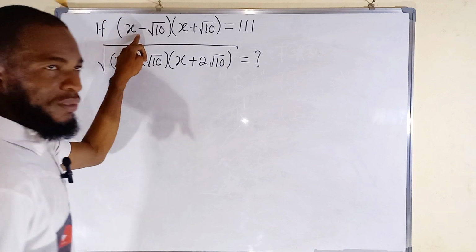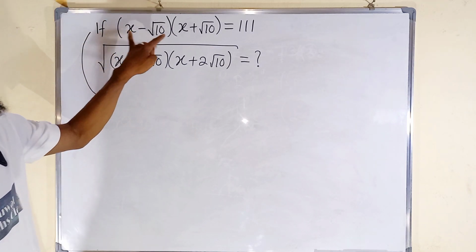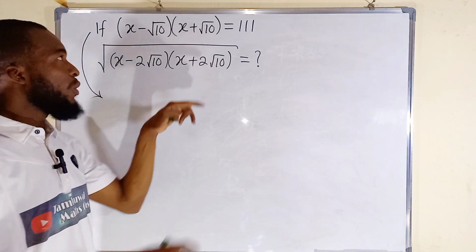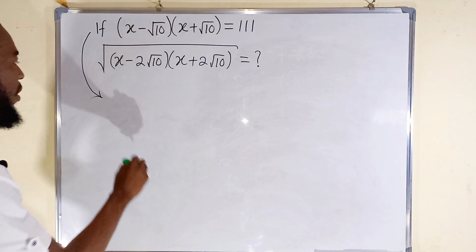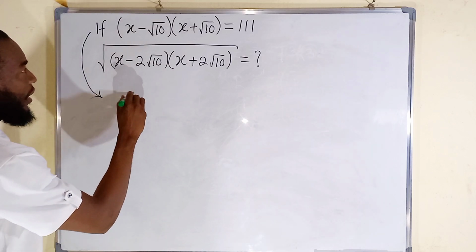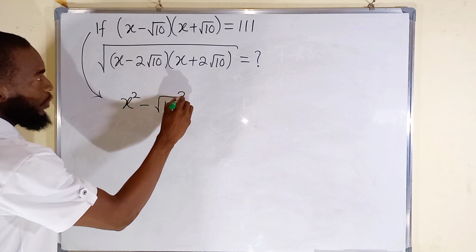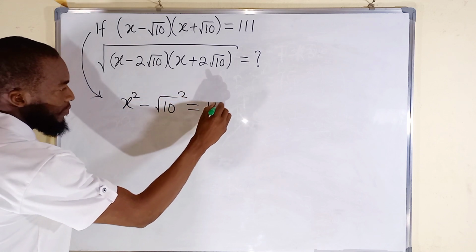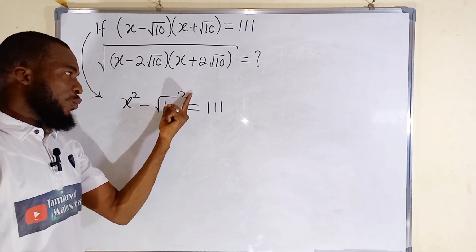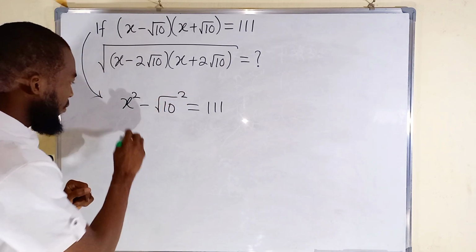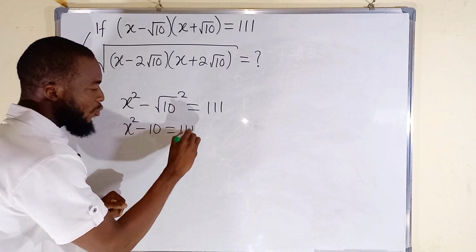I would like to solve for x here, so let me drop it down here. If you observe, this is just a difference of two squares, because the terms are exactly the same with a difference of sign, minus and plus. So we can write this as x squared minus the second term squared, and the right hand side remains the same. The square of root 10 cancels the square root, leaving 10. So x squared minus 10 equals 111.